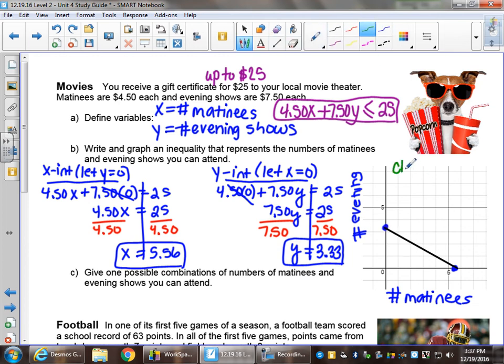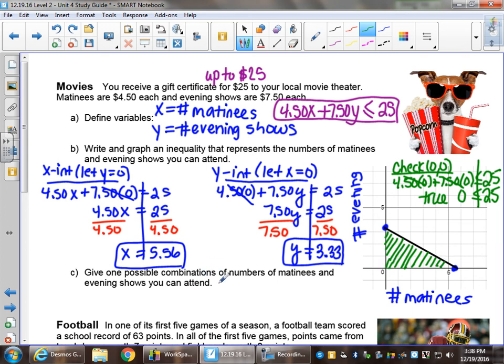To know how to shade, let's check 0, 0. So 4.50 times 0 plus 7.50 times 0 less than or equal to 25. That becomes 0 less than or equal to 25, which is true. So we should shade the side that 0, 0 is on.